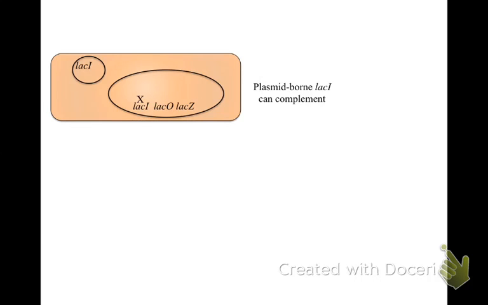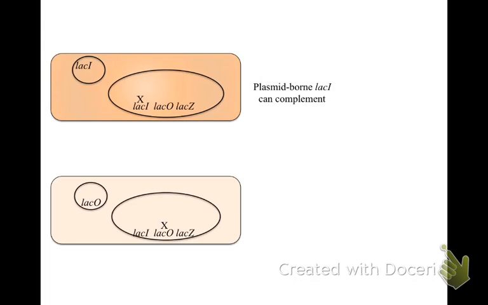Well, let's look at a different example. Now we've got a mutation in the lac operator, and we've added the lac operator region on a plasmid. Now what we find is that that plasmid-borne lac-O does not complement, even though it's wild type, it does not complement that mutation that's on the chromosome.